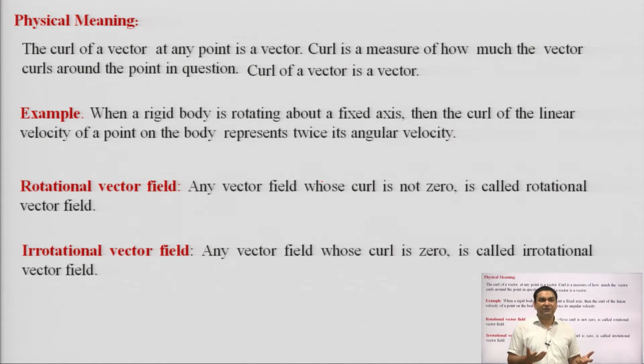When we take an example, we can say that when a rigid body is rotating about a fixed axis, then the curl of the linear velocity of a point on the body represents twice its angular velocity. This is the physical interpretation of the curl, how the curl is acting in the electromagnetic field theory or some of the operations on the vector field.